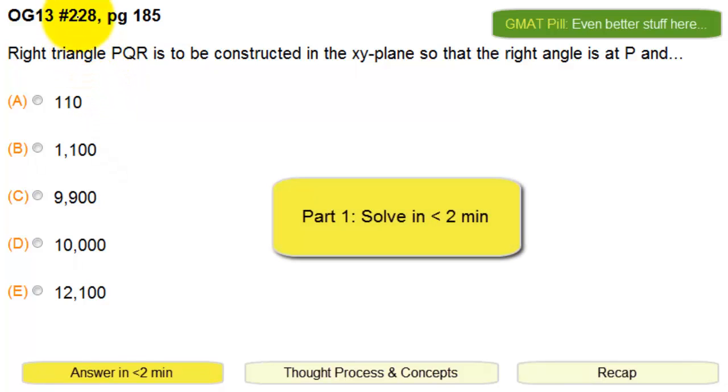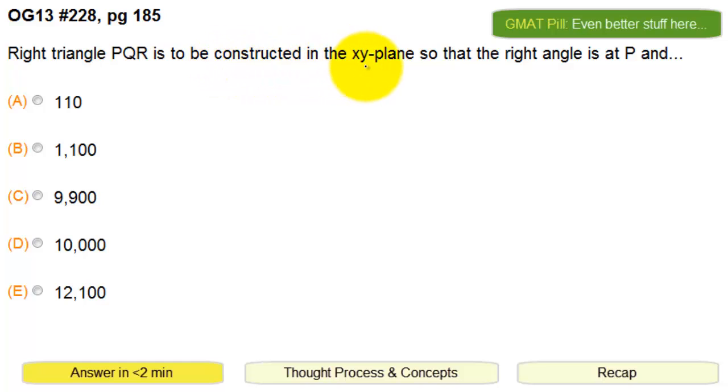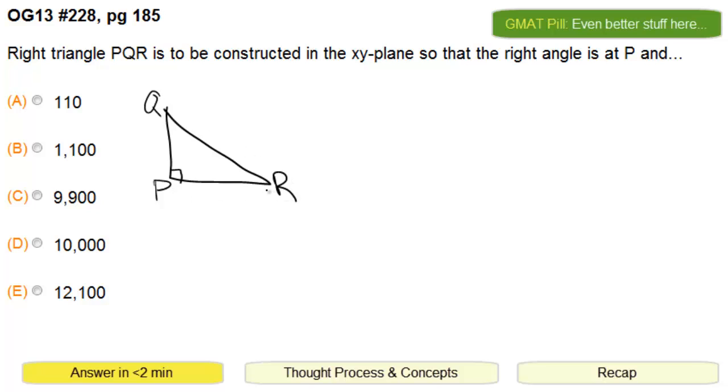This is question 228. The right triangle PQR is to be constructed in the XY plane, so the right angle is at P. Okay, so we have a right triangle, looks something like this, and the right angle is at P. So then we have information about Q and R. We're told that PR is basically horizontal to the x-axis, so it's got to look like this.